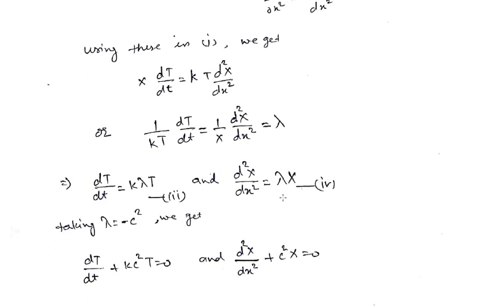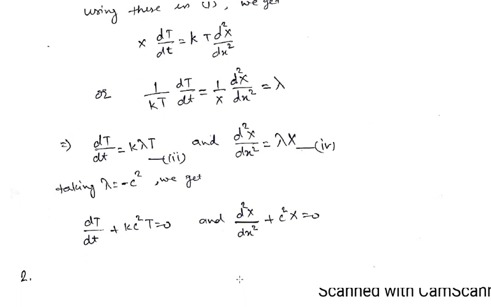In that case, from equation third, it becomes dT/dt, when we shift this term into the left hand part, it becomes minus k lambda T, and putting the value of lambda equals minus c square, it becomes dT/dt plus k c square T equals 0. And from equation number 4, when we put lambda equals minus c square, it becomes d²X/dx² plus c square X equals 0. This is a linear differential equation of first order, and this is a linear differential equation of second order with constant coefficients. So we can solve both equations.